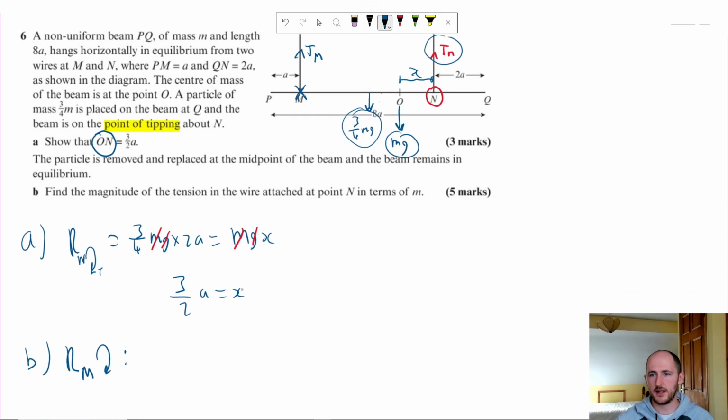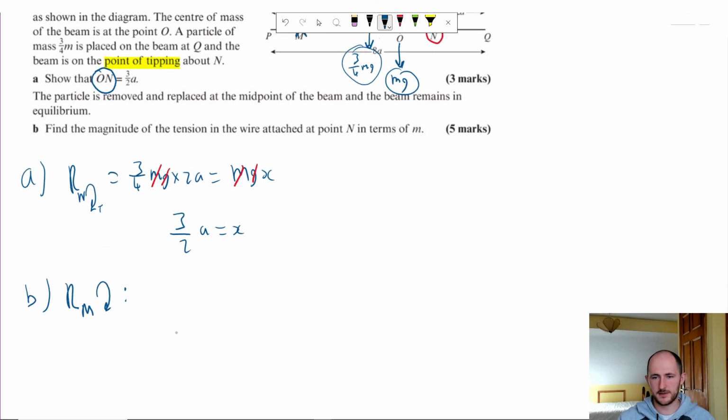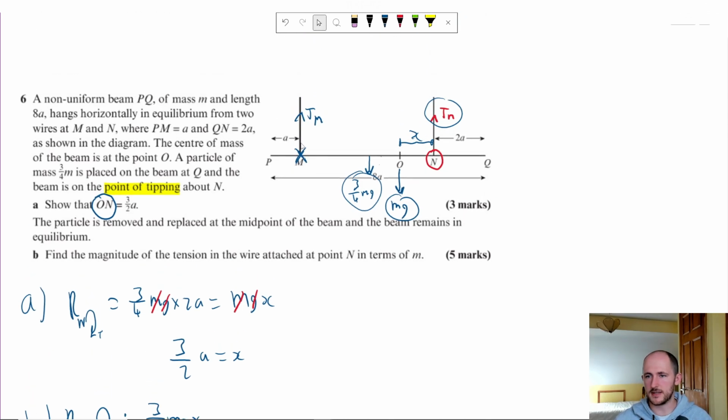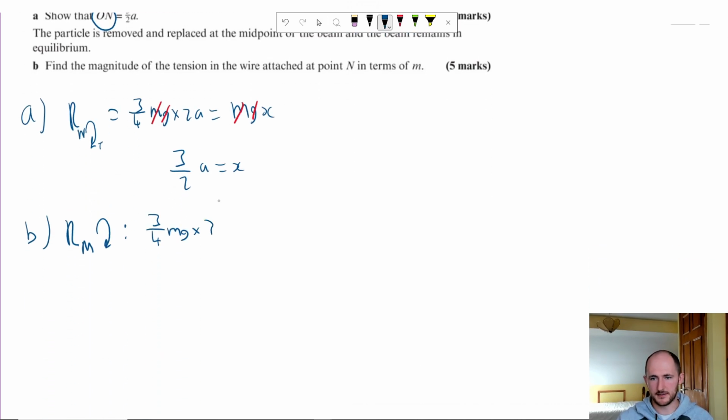So we have 3/4 mg first. And what is the distance? Well, if you notice, we have a here, we have 2a here. That means the middle part is 3a. Actually, sorry, it even tells us, so it's at the midpoint. So that distance is 4a. So I'm going to take away 1a, which gives me 3a. I like to put it in brackets just to be super clear.